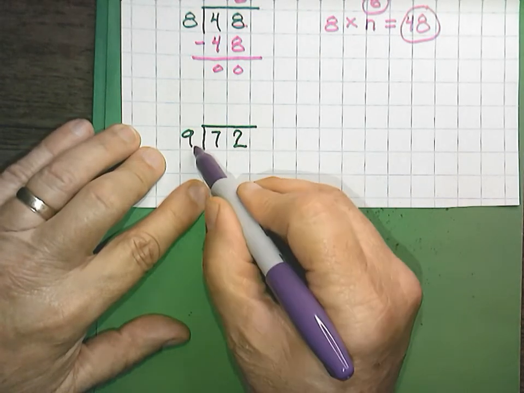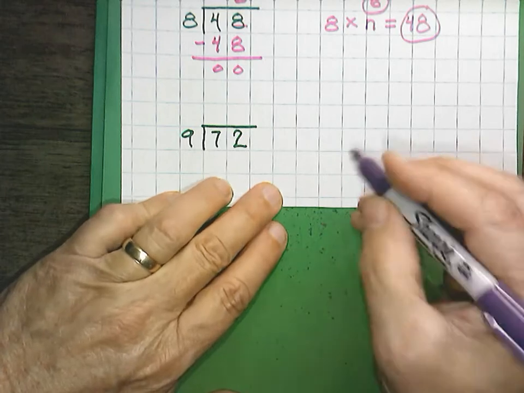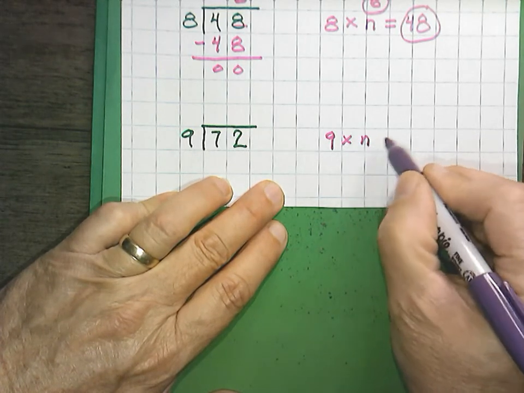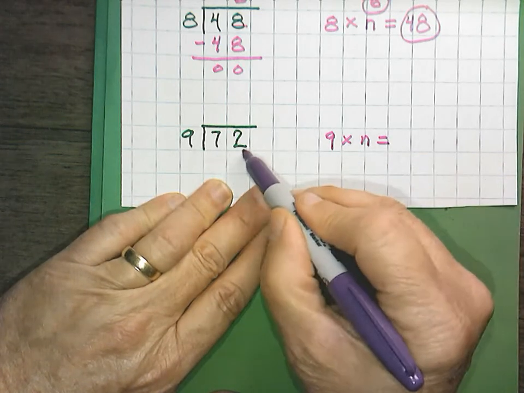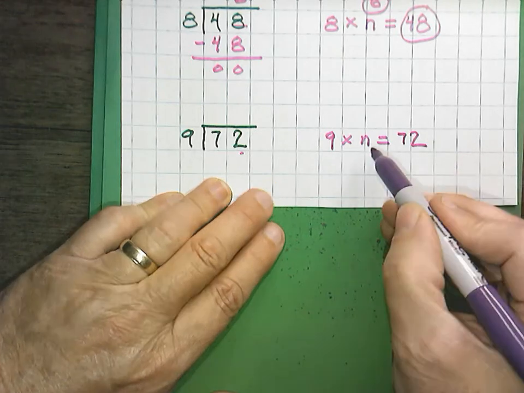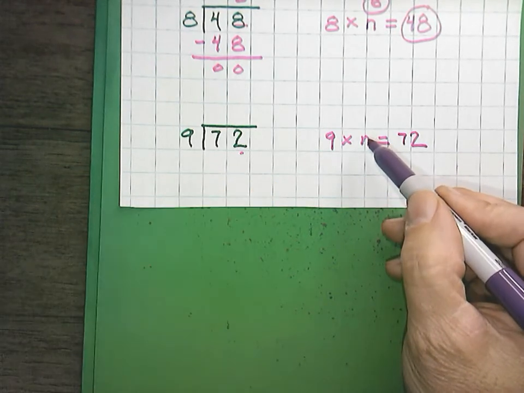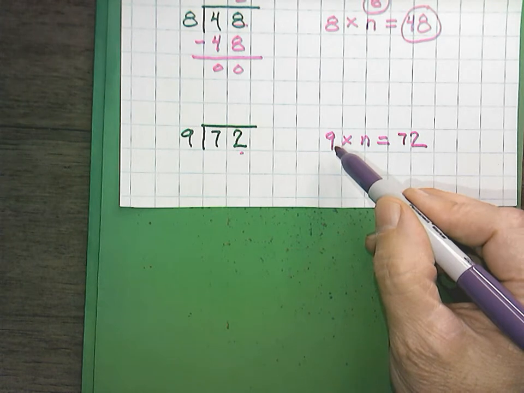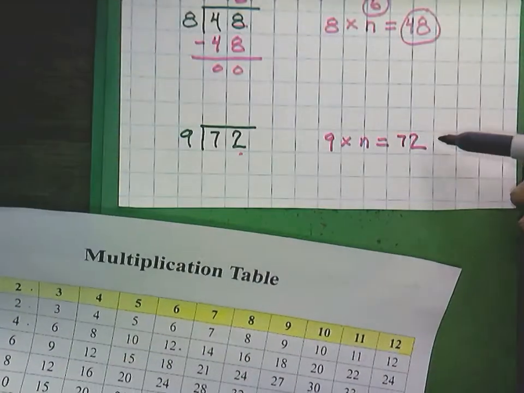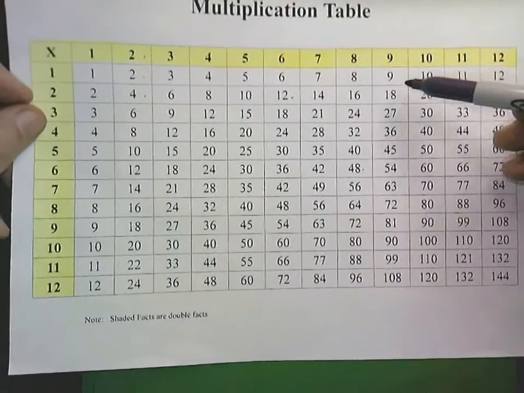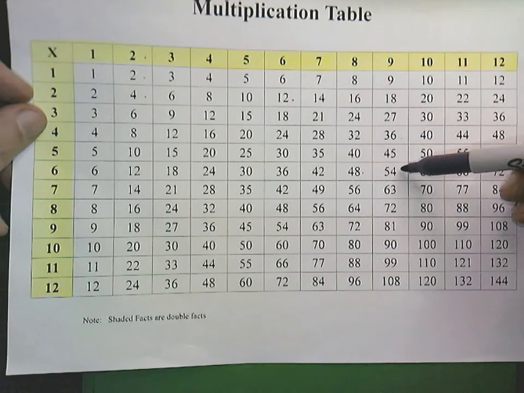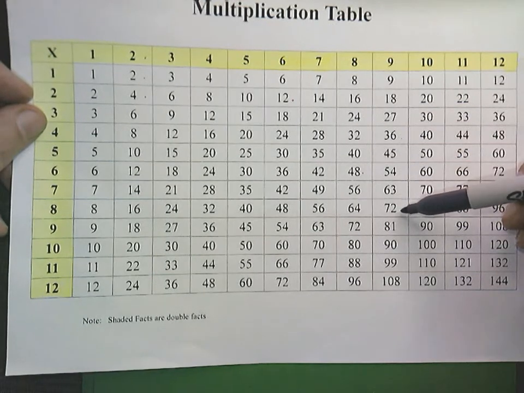72 divided by 9. In other words, 9 times n is equal to what? 72. Now I know it's going to be 8, but let me show you. On my chart, I'm going to find the 9. I'm going to count down to 72. 1, 2, 3, 4, 5, 6, 7, 8.